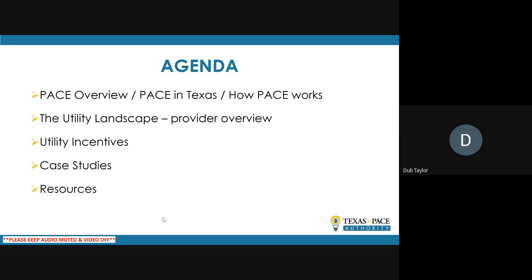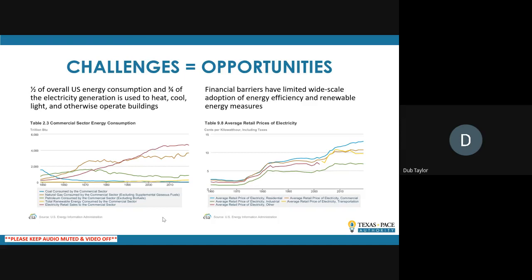So that's the agenda. Getting right into it, in the commercial office building space, there is a huge untapped opportunity for energy and water efficiency projects.